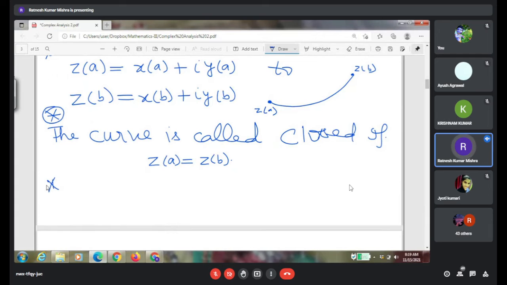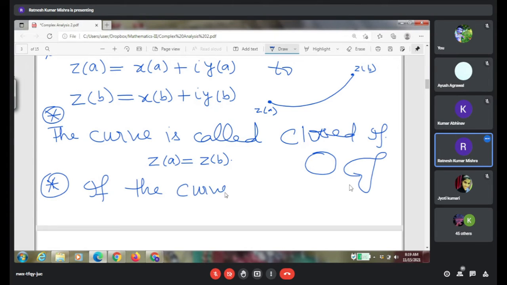And second point: you see, the curve is closed like this. These are examples of closed curves. If the curve is not closed, then it is an arc. So this is the example: this curve is not closed, so this is an arc.